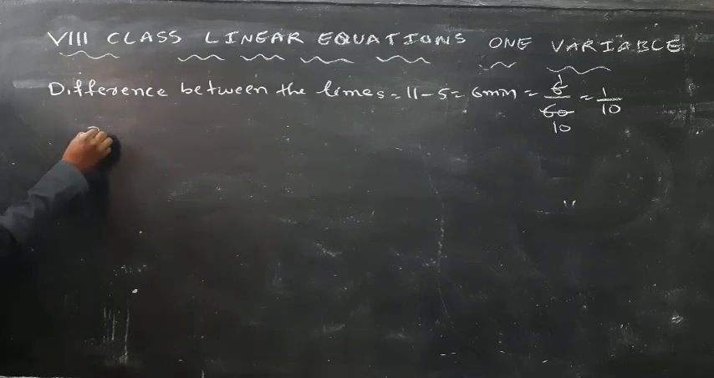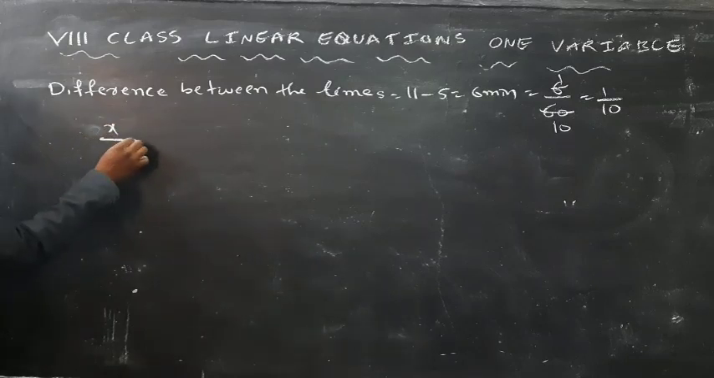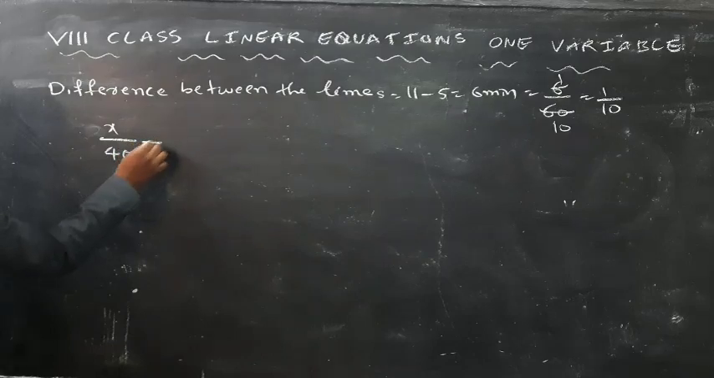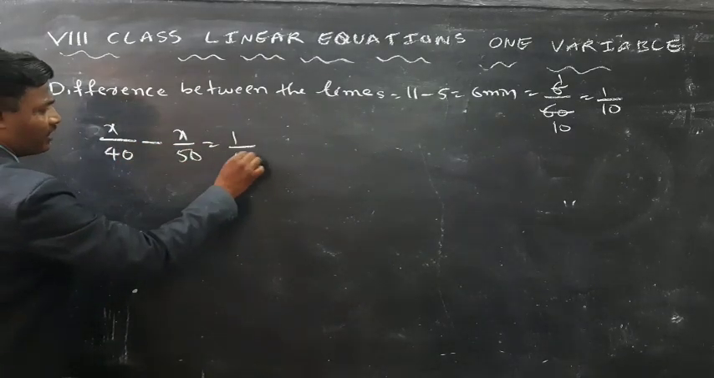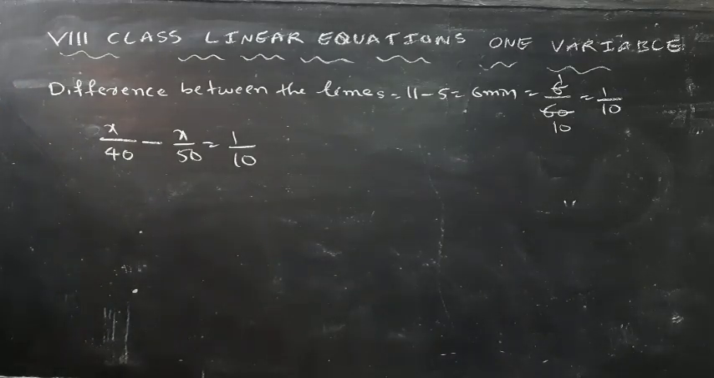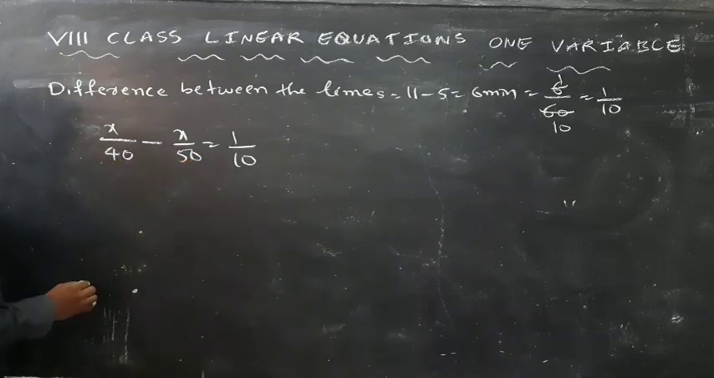Now, what is the time difference of the first case? X by 40 minus X by 50 is equal to 1 by 10. What is the LCM here?